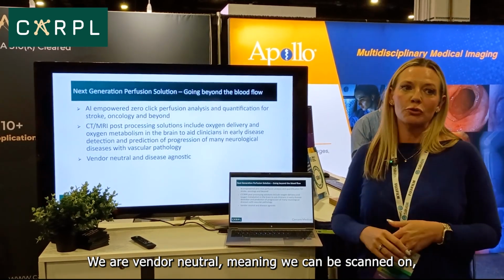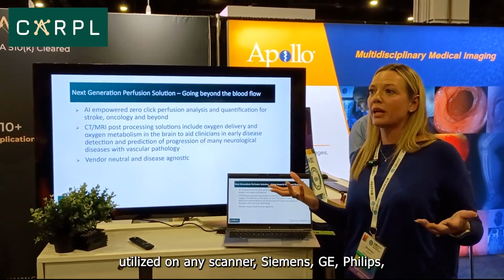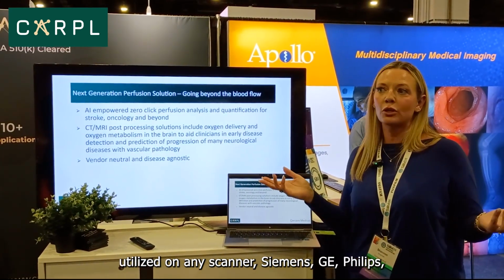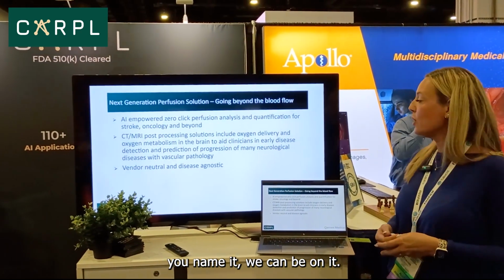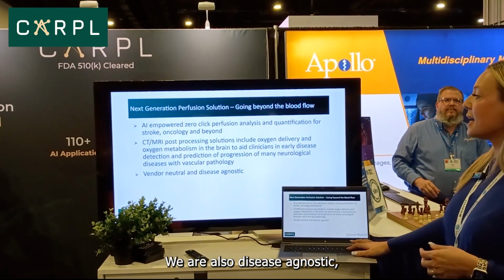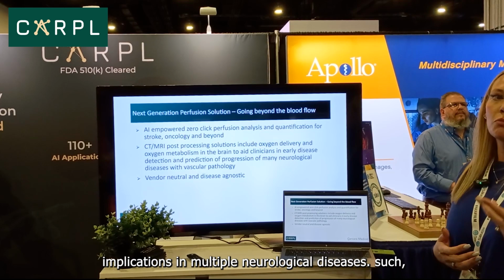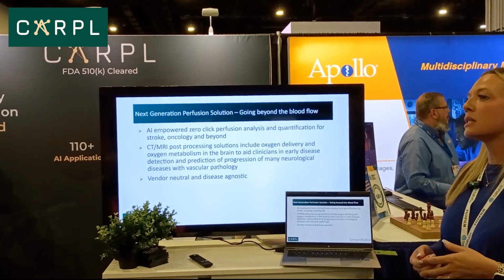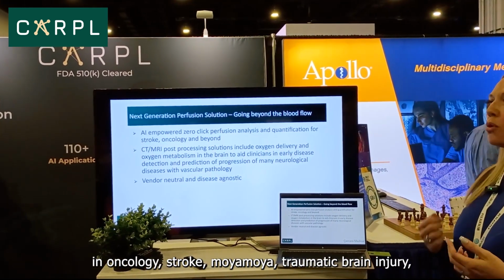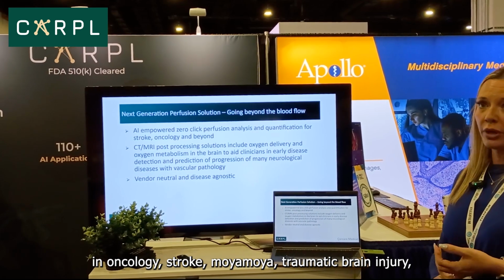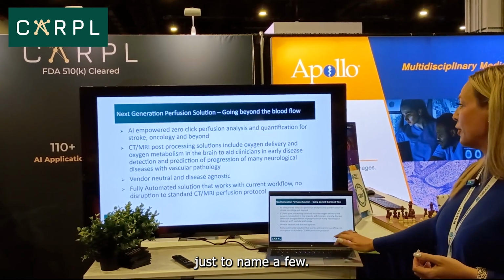We are vendor neutral, meaning we can be utilized on any scanner, Siemens, GE, Philips, you name it, we can be on it. We are also disease agnostic, meaning that we have implications in multiple neurological diseases, such as oncology, stroke, moya, traumatic brain injury, just to name a few.